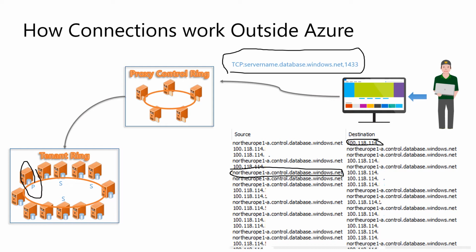But when you are working inside of Azure, the connection will use two ports. First, the port 1433, and the second one will be the port that the proxy sent to the client application, in the range of 11000 until 12000, something like this. We are going to explain later the different things that you need to be aware of about these ports.